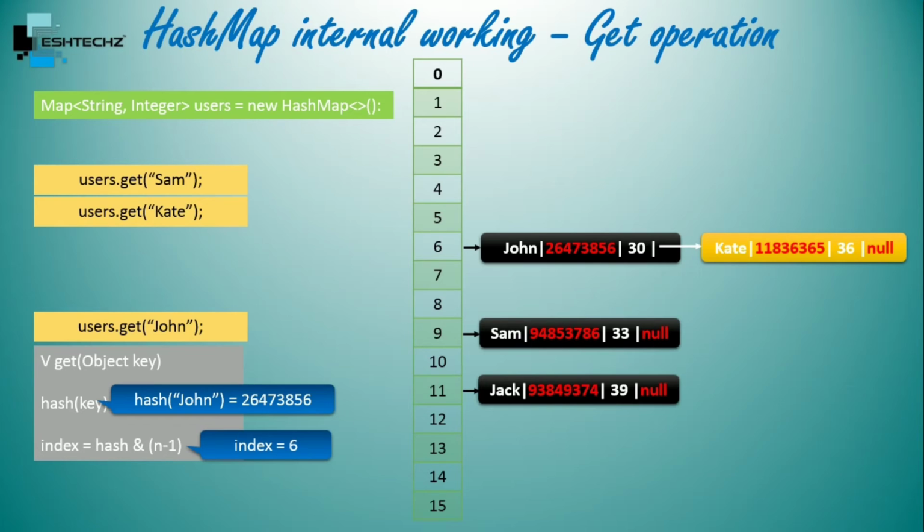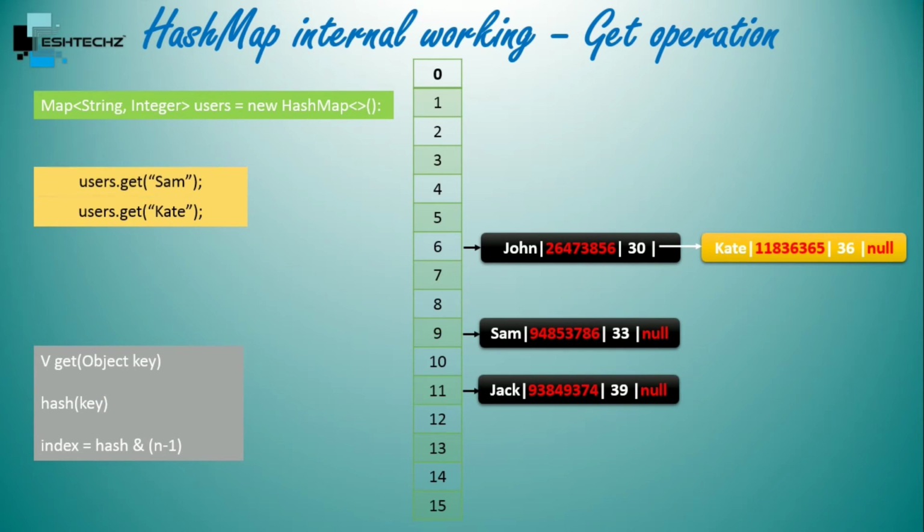So now we got the index 6. Now how will HashMap get the value for us? For this, what HashMap will do is, first it will check if there is a value. So it finds the value. Next, it will try to match the hash code with that value. If it matches, next it will try to match the key with the key. Now if both things got matched, it will pick the value and pass it back to us. So this is how HashMap get operation works.